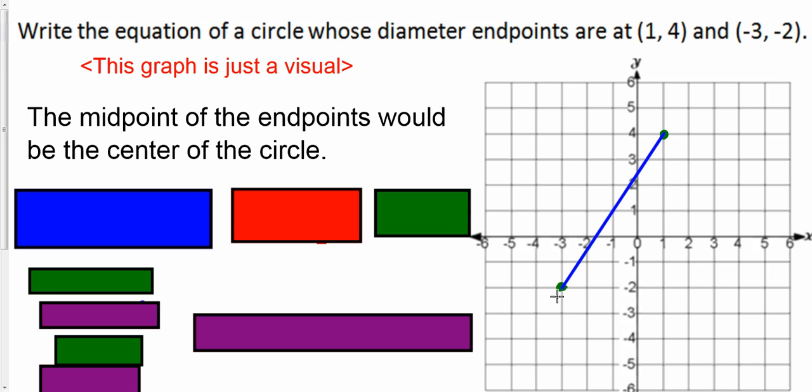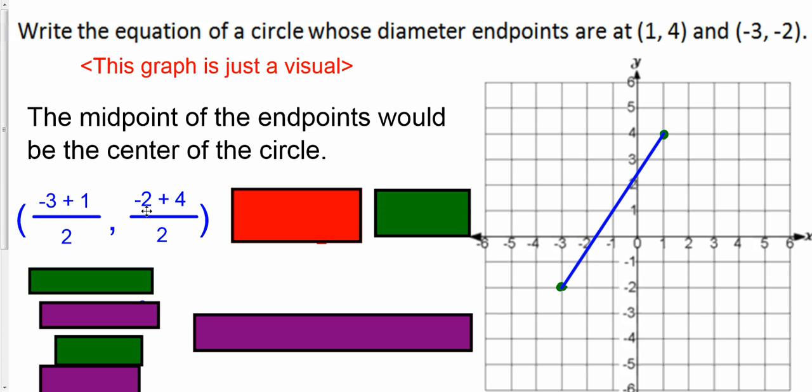Okay, so this is going to be the diameter. We need to find the rest of the circle. Well, the midpoint of this diameter would be our center. The middle of any diameter is going to be at the center. So how do we find our midpoint? We take the two x values, so 1 and negative 3, we'll add them together and divide by 2. Our two y values, negative 2 and 4, add them together, divide by 2.